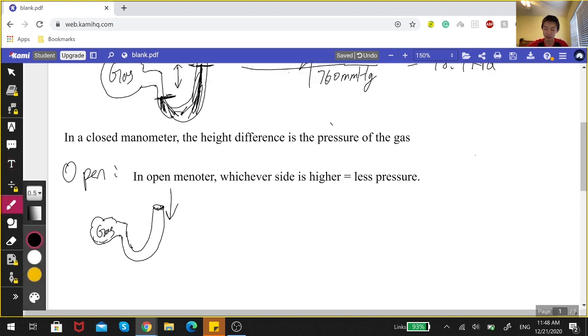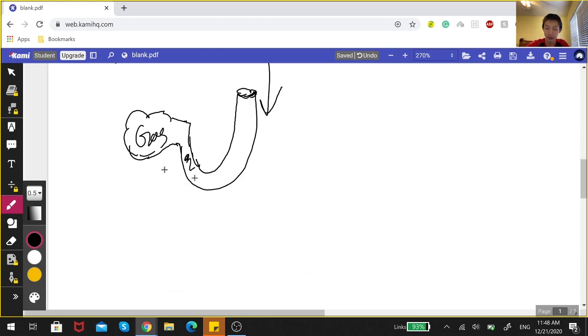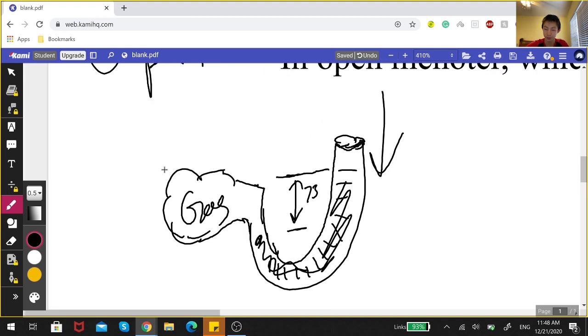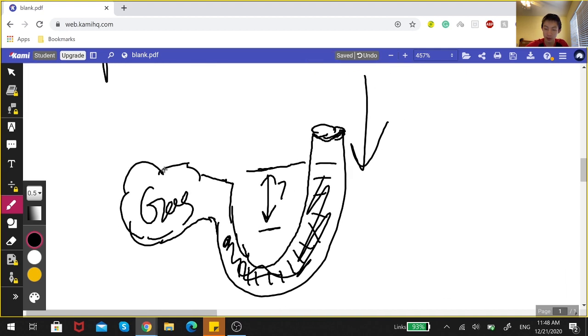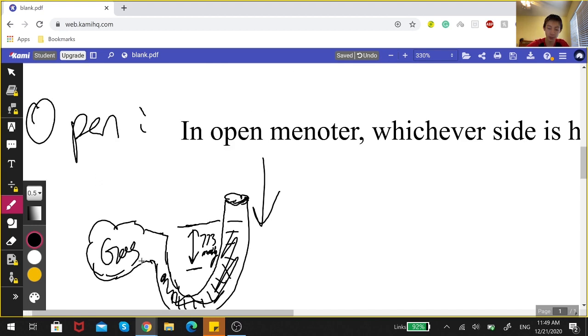So let's come back to this example. And this time, it also looks like this. Alright, and then this height subtracted by this height, the height in between, is 773 mmHg. This is the gas pressure pushing down this way. And then what's pushing down this way? The atmosphere.